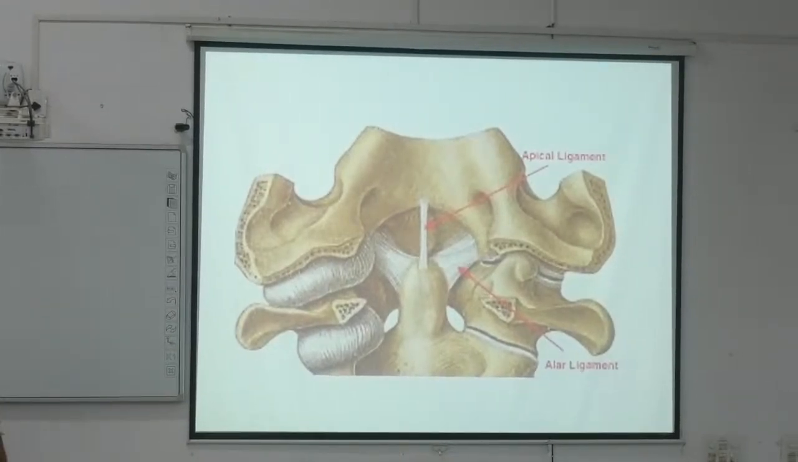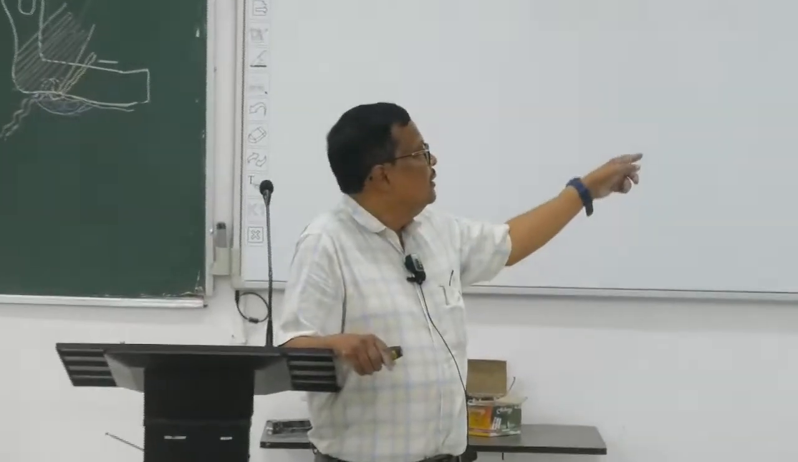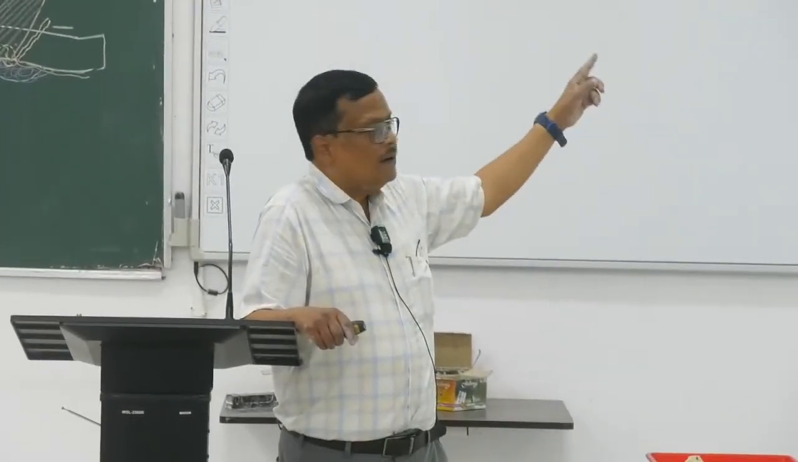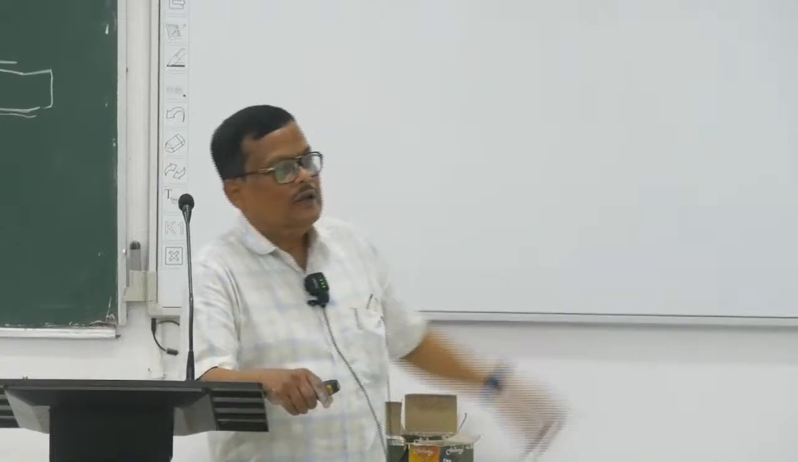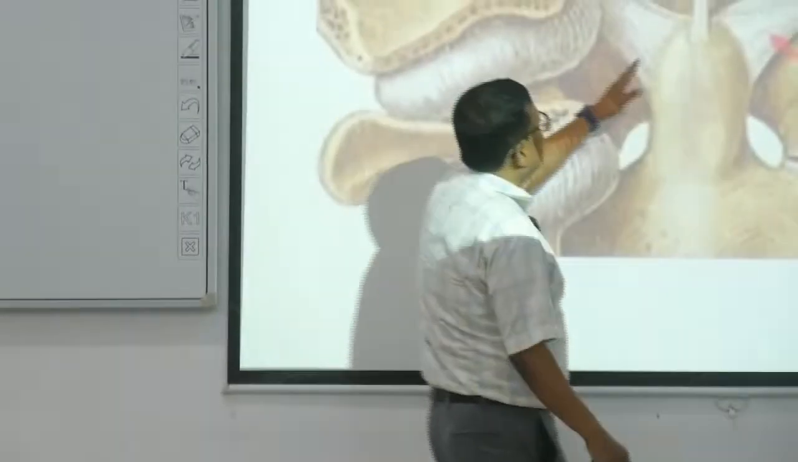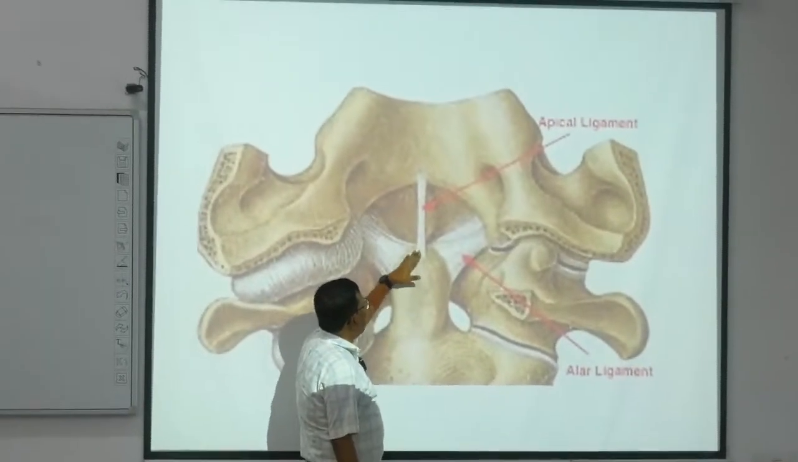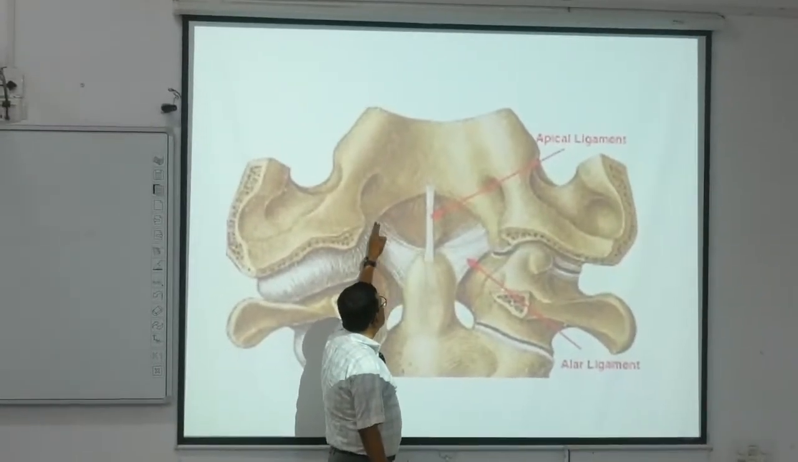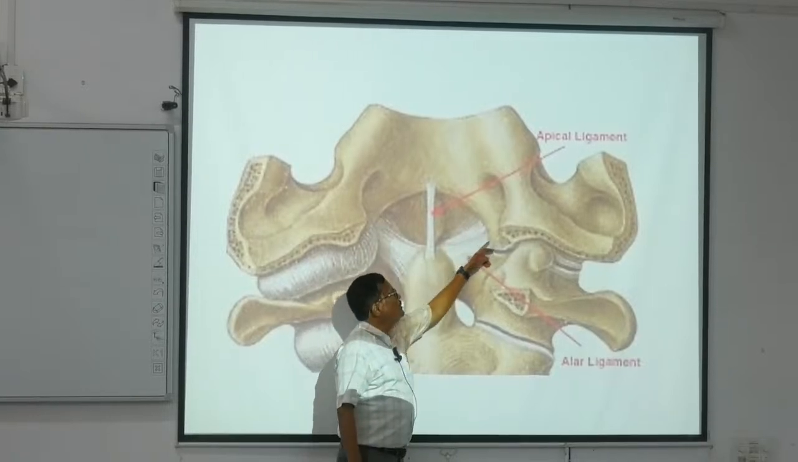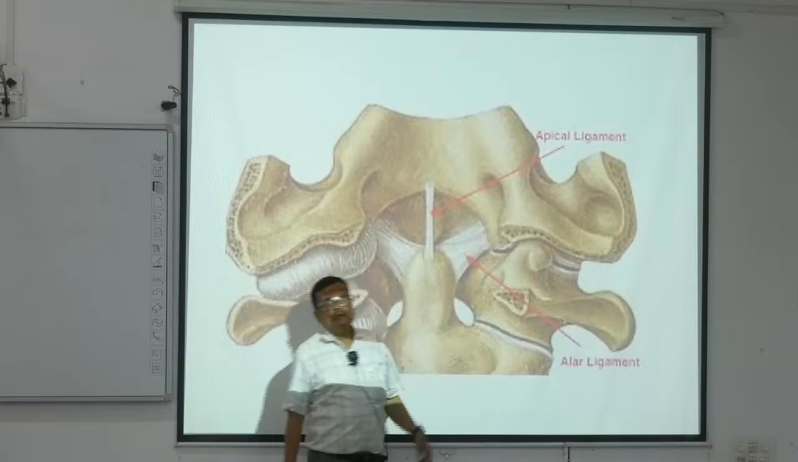A very important point about this: it is the remnant of the notochord. It is known as the remnant of the notochord. Two other ligaments are present, known as the alar ligaments, which extend from the sides of the odontoid process to the lateral margin of the occipital bone, and this is known as the alar ligament.